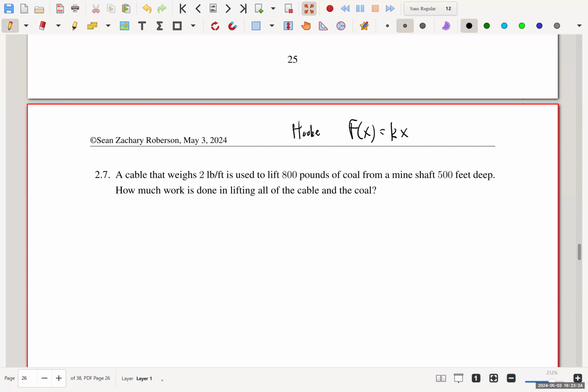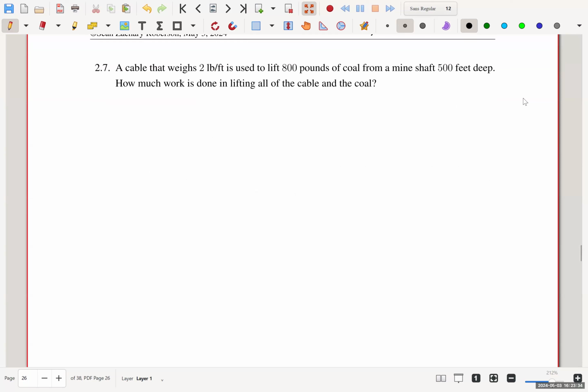That's our basic idea. Now, we can think of ropes as springs, in a sense, where the spring constant is really that weight per linear foot or linear distance. So let's take a look at this question. We have a cable that weighs 2 pounds per foot, and it's used to lift 800 pounds of coal from the bottom of a mine shaft 500 feet deep. How much work is done in doing this? Draw the picture.